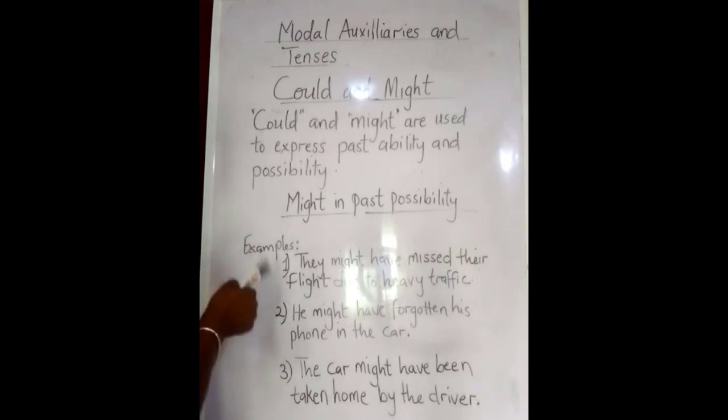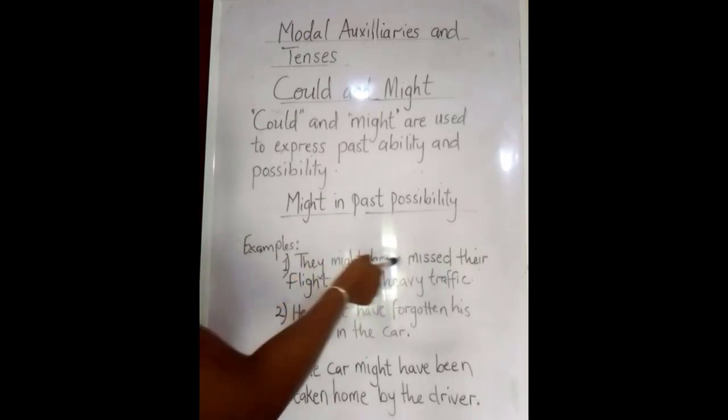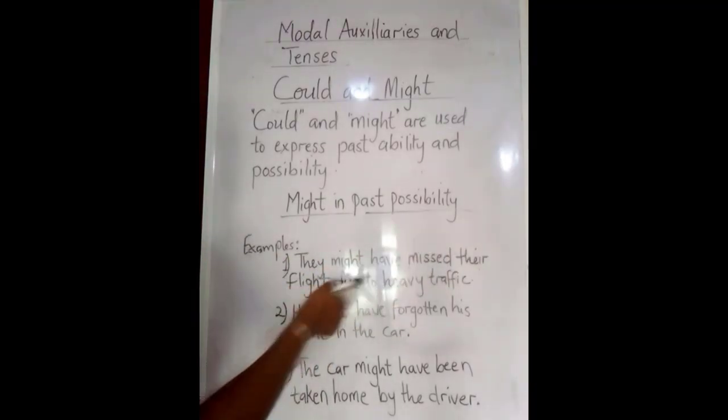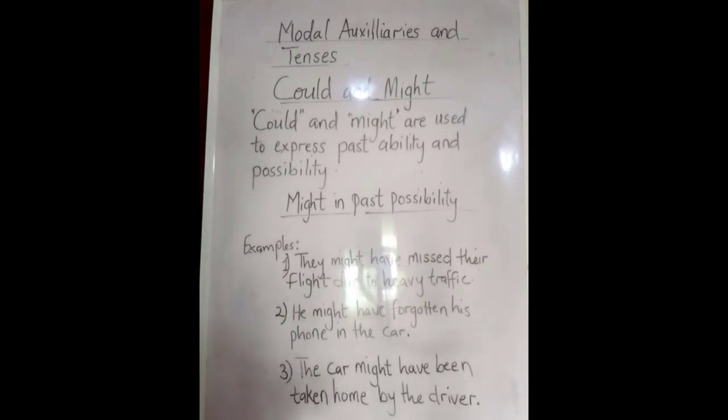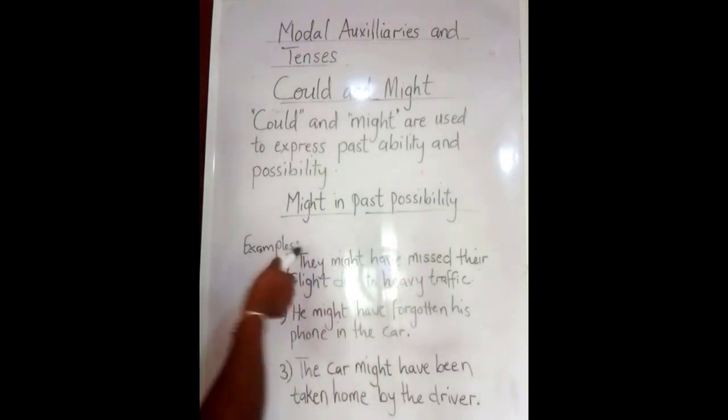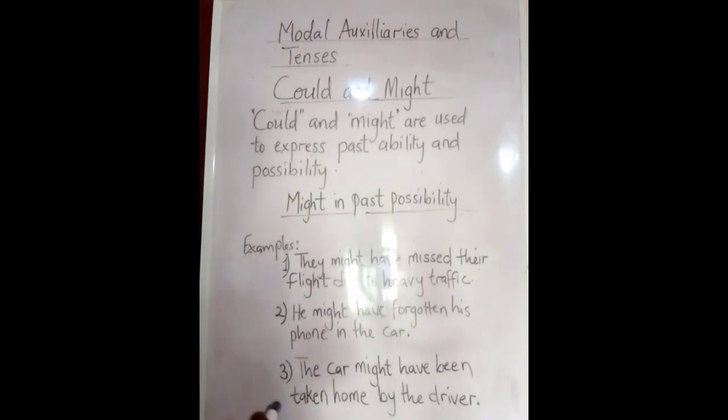So some examples are here. The first one says, they might have missed their flight due to heavy traffic. That is something suggesting what happened in the past. It could be as a result of the heavy traffic that they missed their flight. This could be the reason that they missed their flight. It has already happened, so it's in the past.